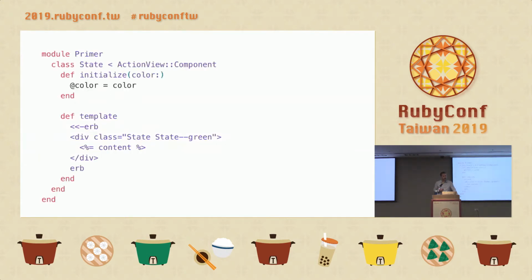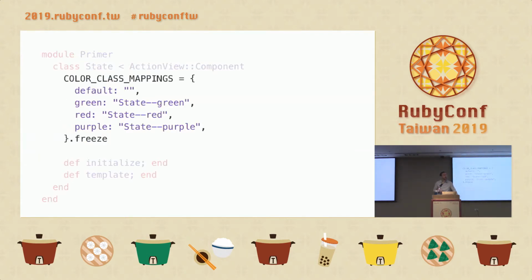So let's go back to our component and capture those relationships in a constant. This gives us a clear mapping between the default value, not applying a CSS class, and the color values in the respective CSS classes. The keys of our hash, interestingly enough, also represent the entirety of the values we should allow for the color argument. So how might we enforce that on our component?